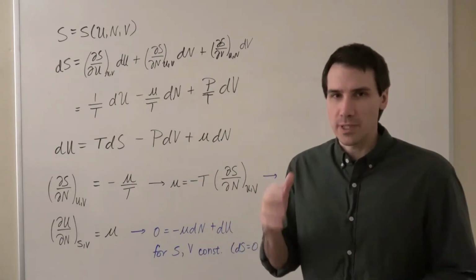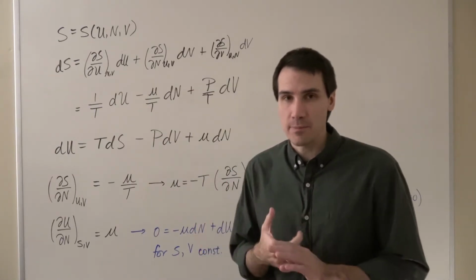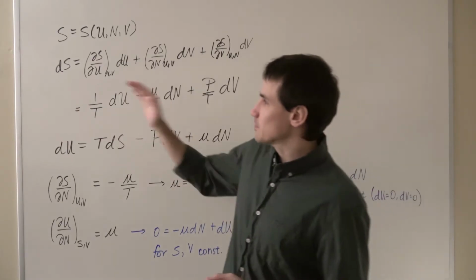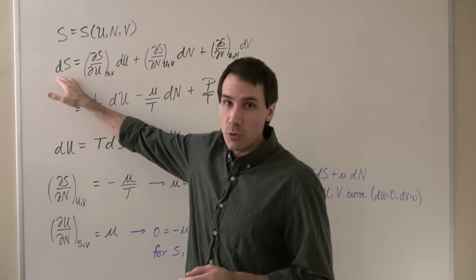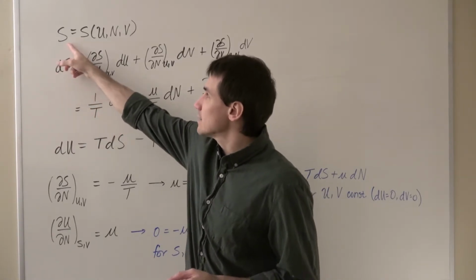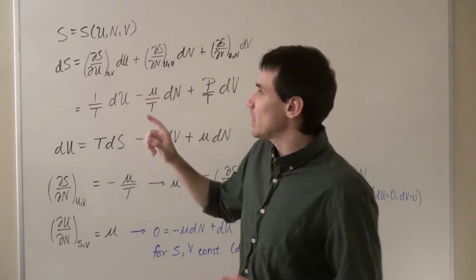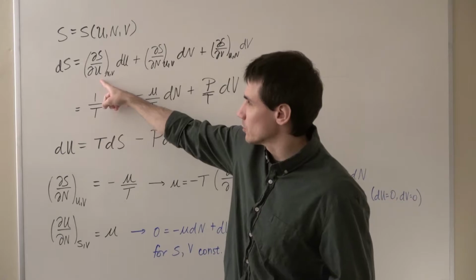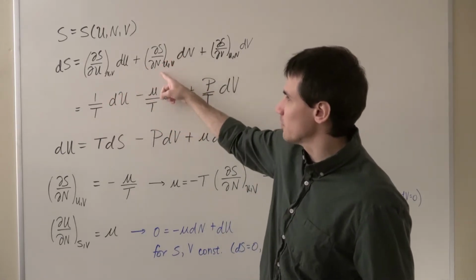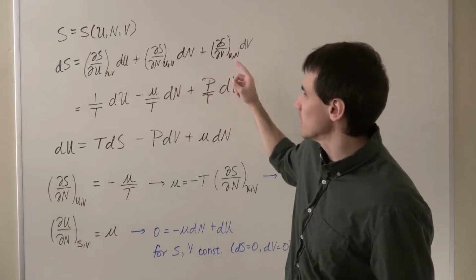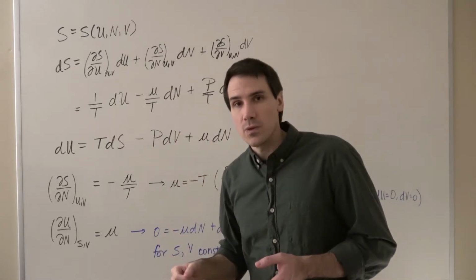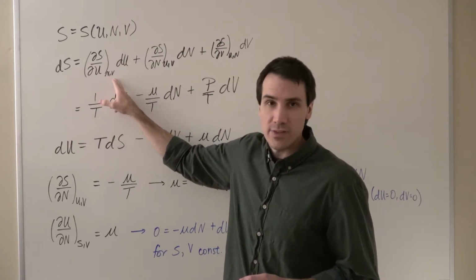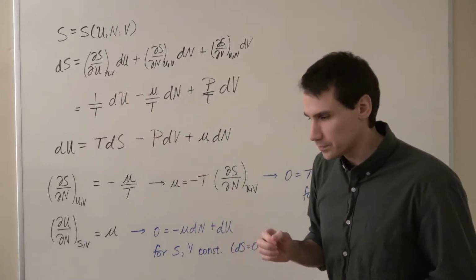Now that we've talked about the relationship between entropy and temperature, pressure, and the number of particles in the system, we can explicitly write the differential for dS. If S is a function of U, N, and V, we can write the differential dS as partial S partial U dU plus partial S partial N dN plus partial S partial V dV, where in each case we are taking the partial derivative while holding everything else constant.